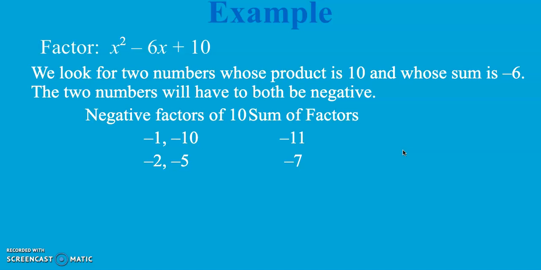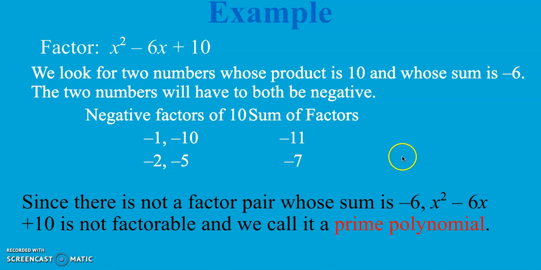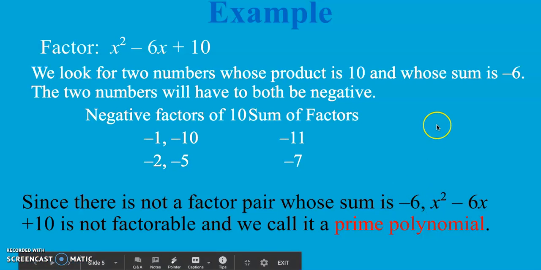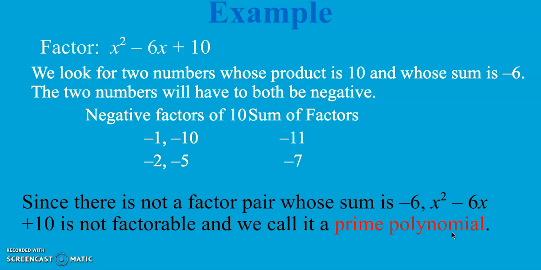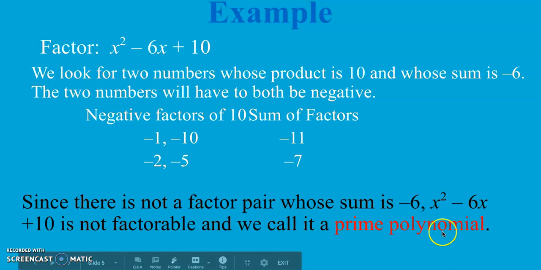Now in this case, these are the only factors of 10. Nothing else multiplies to give me 10, which means none of the factors will add together to give me negative 6, which then gives me a prime polynomial. That is my answer. Most of the time, especially on our tests, yours will work out pretty. I want to make sure you can do the math all the way. However, there are instances where it doesn't work, so then you get prime. There are no factors involved.